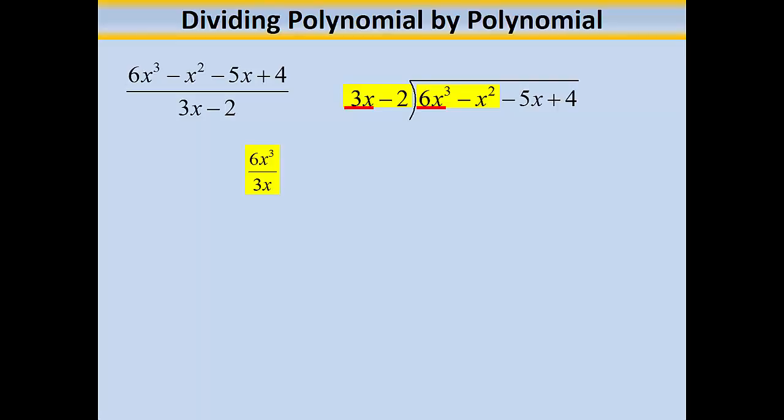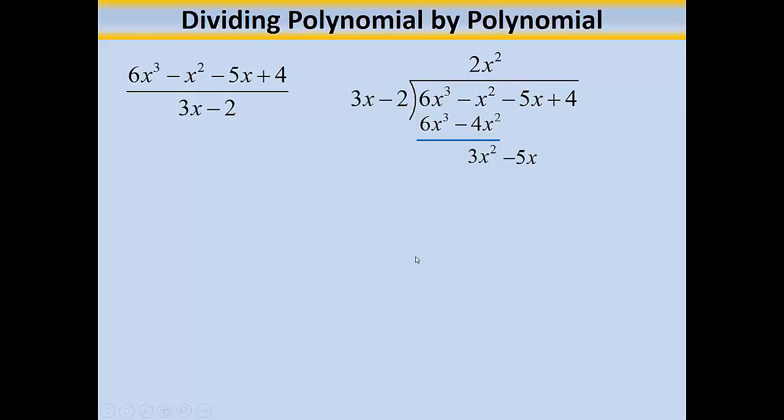6x cubed divided by 3x is 2x squared. We want to write that above the x squared, the second term. We multiply and subtract. Be careful with the subtracting. 6x cubed minus 6x cubed is 0. And here we have negative x squared minus negative 4x squared. Now I wrote that down over here on the side so you can see that's negative x squared plus 4x squared, which comes out to be 3x squared.